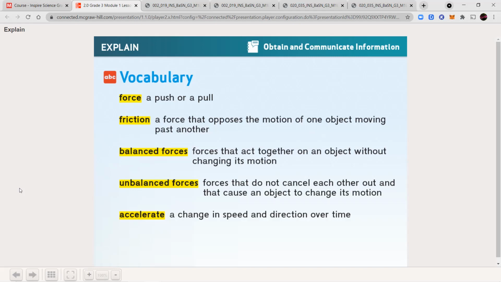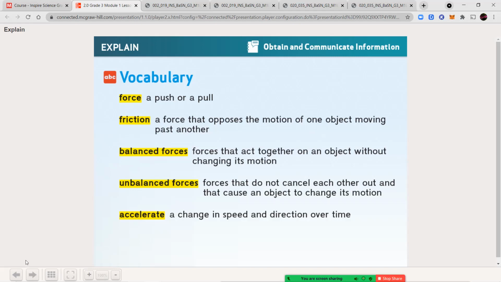And our last word for this lesson is the word accelerate. Accelerate is a change in speed and direction over time. So think about when you're sitting in the car with mom or dad and they push on the gas pedal, like when they first start up the car, you can feel the car accelerate, how it's moving faster and faster from where it was before, from when it was stopped.